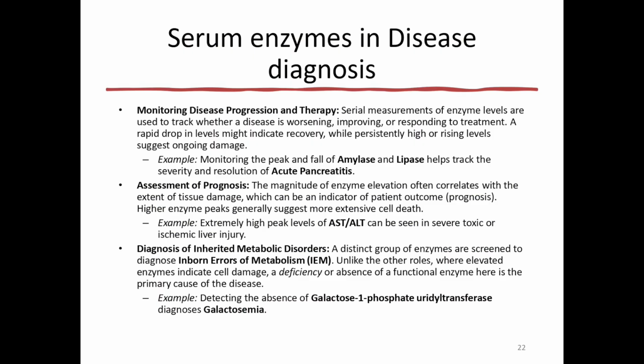Enzymes are also used for monitoring disease progression and therapy. For example, serial measurements of amylase and lipase track the severity and resolution of acute pancreatitis. The magnitude of the enzyme elevation also correlates with the extent of tissue damage, aiding in assessment of prognosis. Finally, the diagnosis of inherited metabolic disorders involves screening for a deficiency or absence of a functional enzyme, which is the primary cause of the disease, such as detecting the absence of galactose 1-phosphate uridyl transferase to diagnose galactosemia.